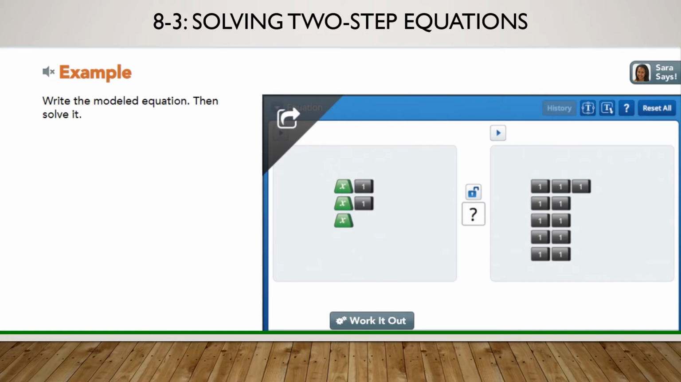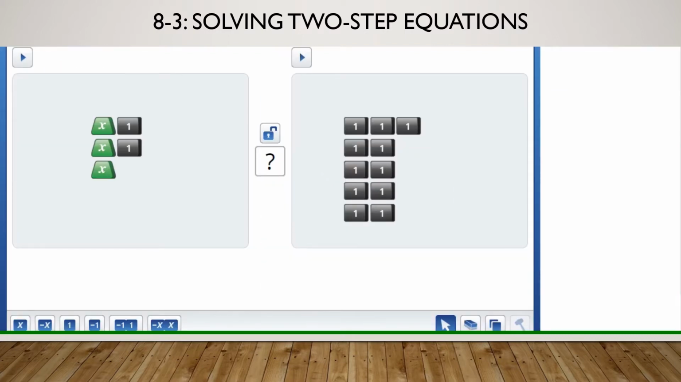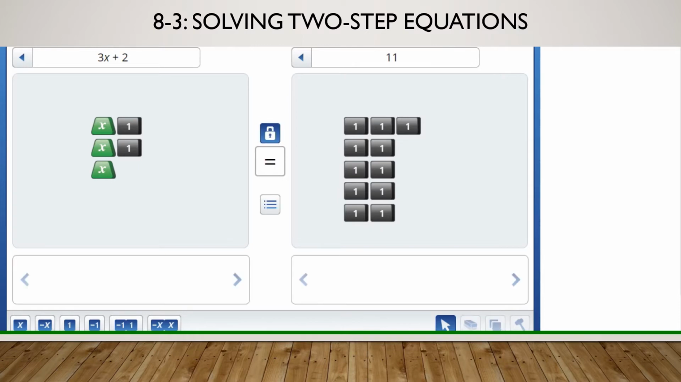Write the modeled equation, then solve it. The first thing we have to do is figure out what this equation is. So this is 1, 2, 3 x's and then 1, 2. So that'll be a 3x plus 2 on this side of our equation. On this side, we're going to have to add up all of these ones, and that is equal to 11 ones. So that means our equation is 3x plus 2 is equal to 11.